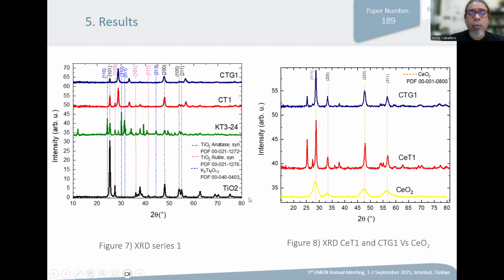Corresponding to the structure, we depart also from titanium oxide. These peaks correspond to potassium titanium oxide, and to cerium oxide here. And after incorporation of the reduced graphene oxide, the structure remains the same, but the size reduces because of the dispersion of the particles within the graphene matrix. These are the XRD patterns, the cerium oxide XRD, and after incorporation of cerium, you can see here the peak of cerium oxide that remains upon incorporation of reduced graphene oxide.